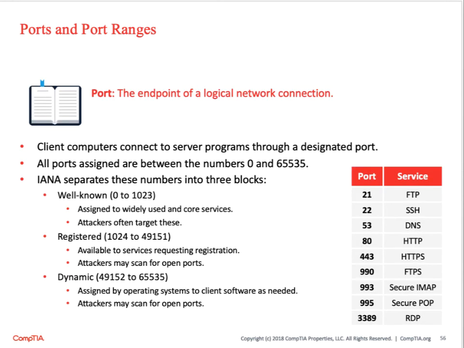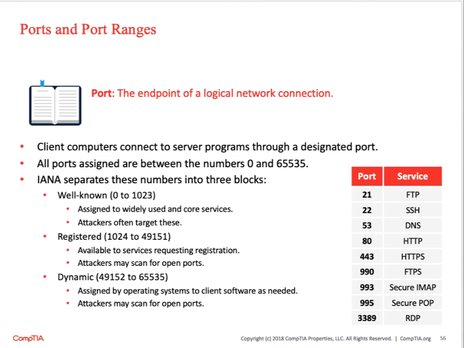Ports and ranges. So ports are going to be the endpoint of a logical connection. So client computers connect to specific server programs through a designated port, and then all ports are assigned a number from 0 to 65,535. The Internet Assigned Numbers Authority is going to separate port numbers into 3 different blocks.